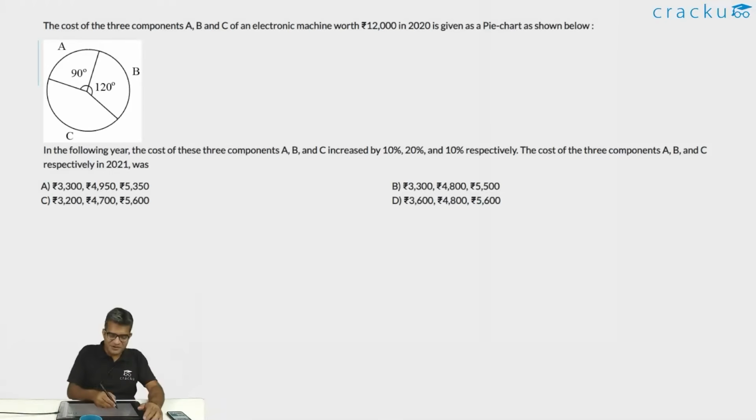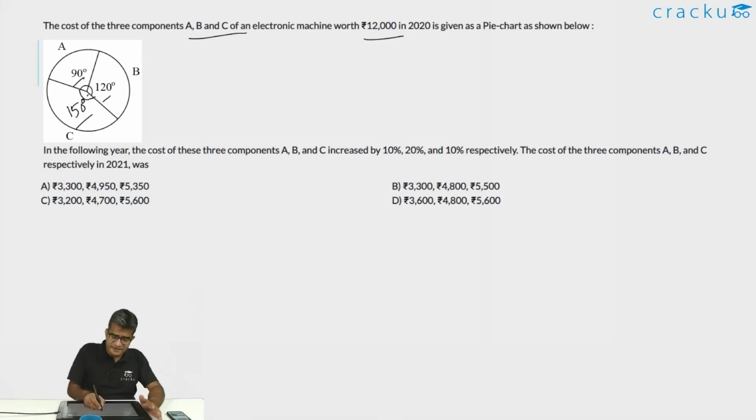In this question, we are told that there are three components A, B and C of an electronic machine, which is worth 12,000 rupees in 2020. A in a pie chart is leaving 90 degrees, B is leaving 120 degrees. So what is the angle that C is leaving? The total angle is 360 degrees. The total angles around a point is 360 degrees. If one of them is 90, one of them is 120, they together will be 210. So the angle left by C will be the remaining 150 degrees, because we want this plus this plus this to be equal to 360 degrees.